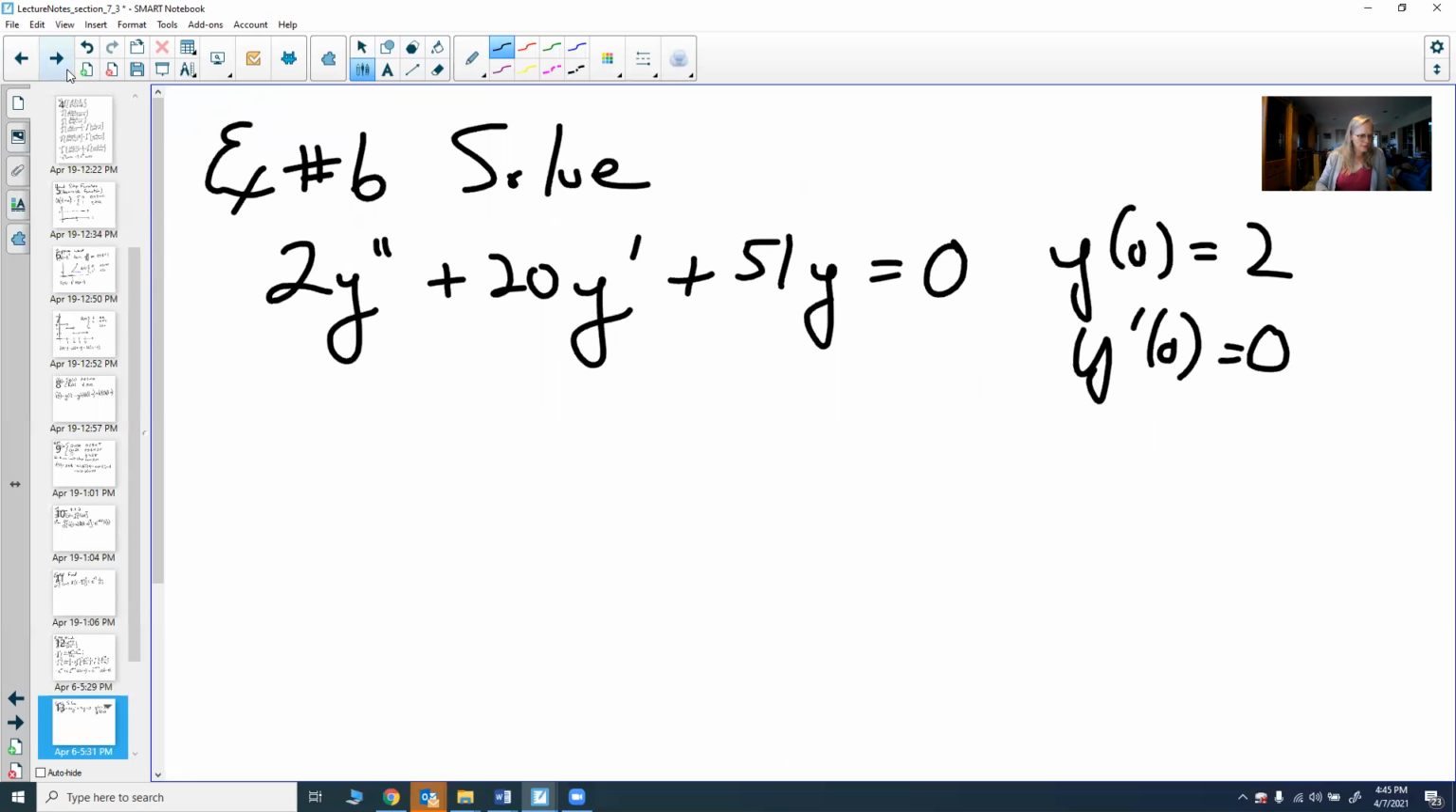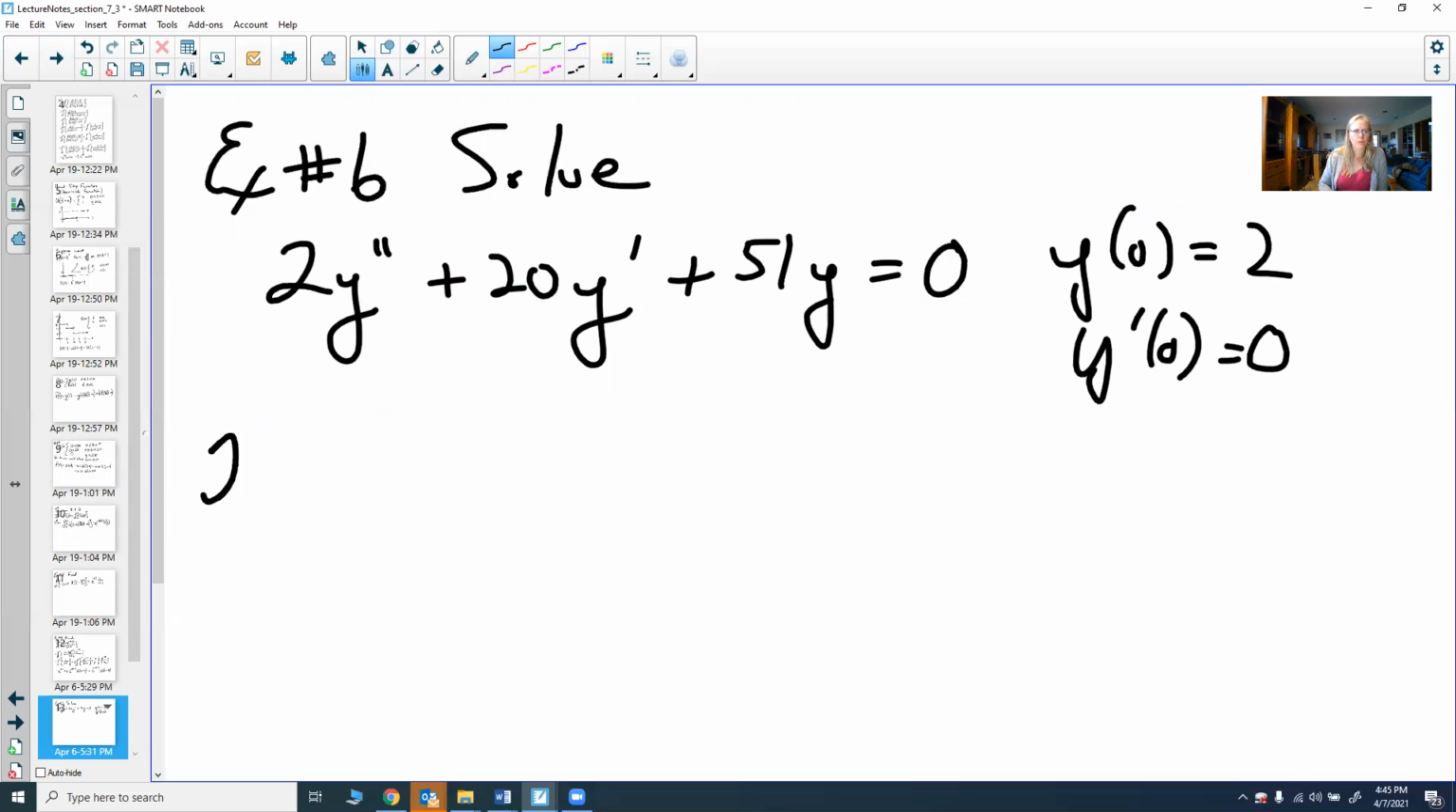All right, so now let's actually solve a differential equation with the Laplace transforms of 2y double prime plus 20y prime plus 50y equals 0, y of 0 equals 2, and y prime of 0 equals 0. So this is pretty straightforward. We can easily do this, no big issues.